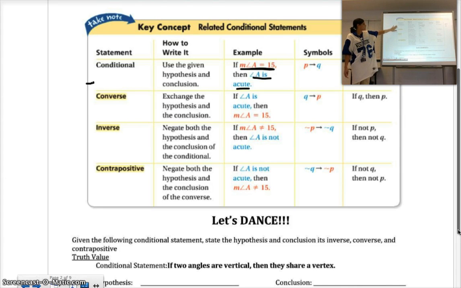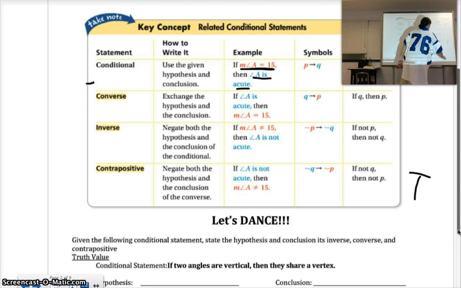If the conditional statement is true, which everybody agrees it's true, right? Okay, the contrapositive is also true. So let's look at this. If angle A is not acute, then the measure of angle A is not 15. Do you agree with that? Yeah. Okay. Let's look at the converse.